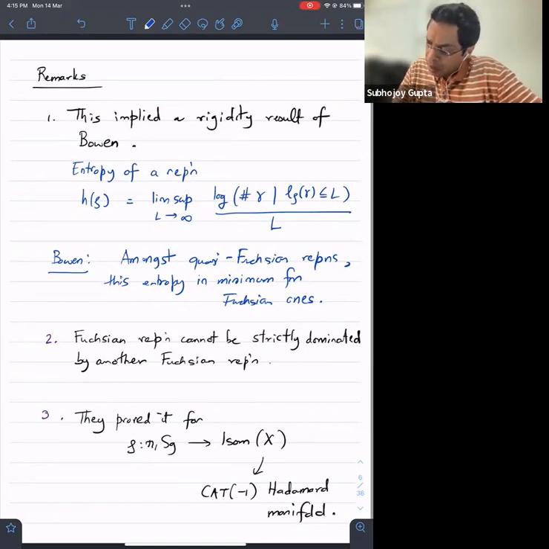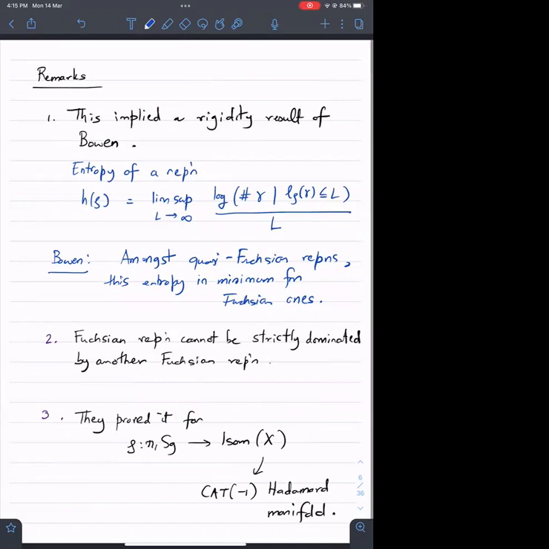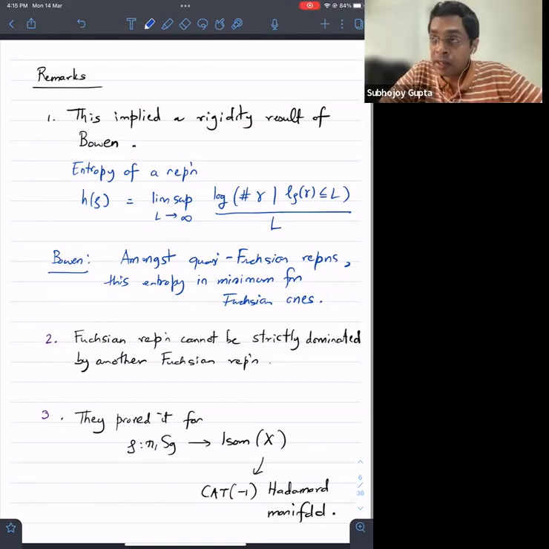The second remark I have is that a Fuchsian representation cannot be strictly dominated by another Fuchsian representation. This h of rho is also the dimension of the limit set, is that right? Yes, that's right. In fact, Bowen's statement has to do with the Hausdorff dimension of the limit set. That's how it was finally stated, but that's because this entropy, or critical exponent, is closely related to the Hausdorff dimension of the limit set. Yes, one determines the other.